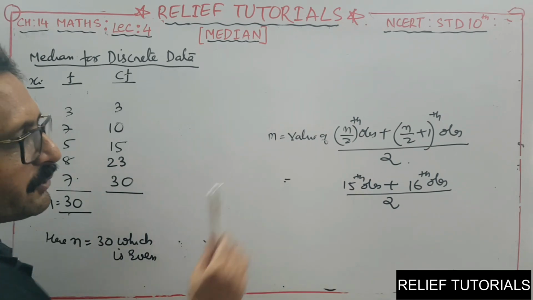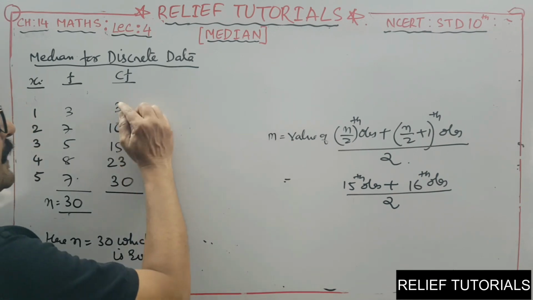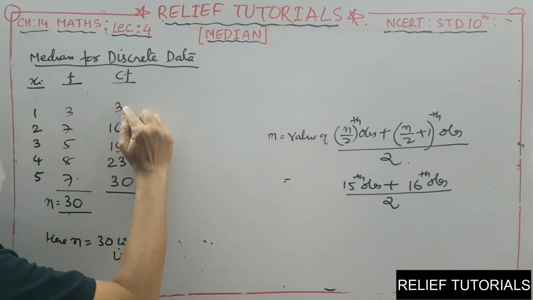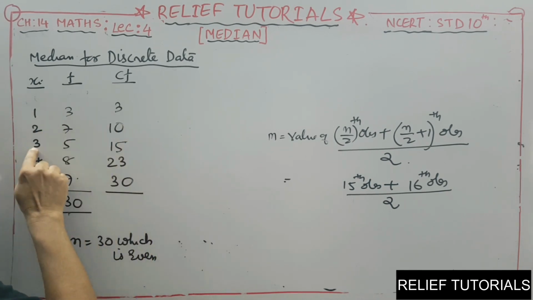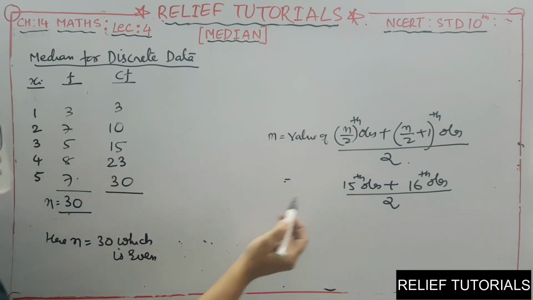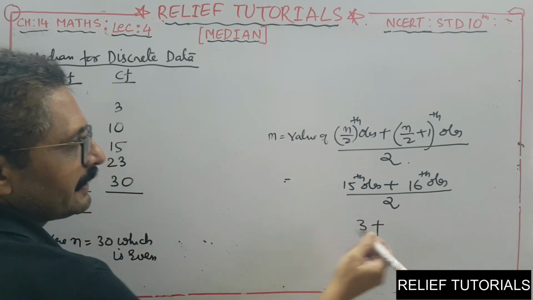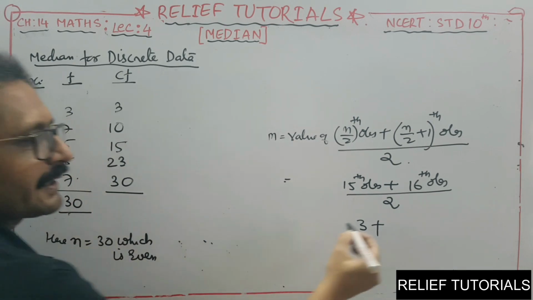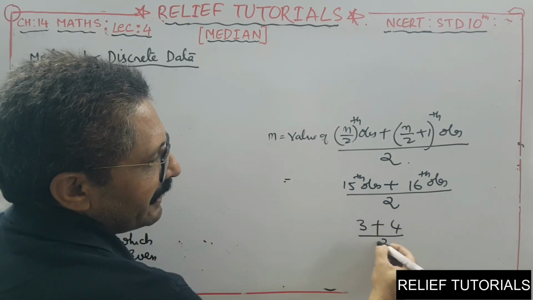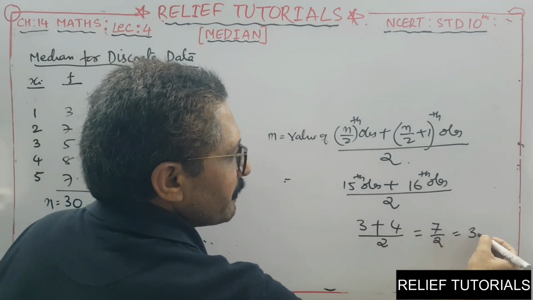Now we want the 15th observation. Can you tell me which is the 15th observation? I told you up to 3 it is 1. Now from 4 to 10 it is 2. From 11 to 15 it is 3. So the 15th observation, you will look at the cumulative frequency, is 3. Now from 16 to 23 it is 4. So you will take 3 plus 4 divided by 2. So 3 plus 4, 7, divided by 2. So that is 3.5.